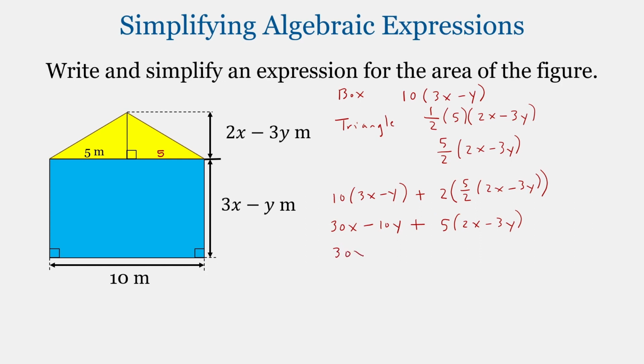So 30x minus 10y plus 5 times 2x is 10x. 5 times negative 3y is negative 15y. So we're done with multiplication and division. And now we'll add and subtract by combining like terms. 30x plus 10x is 40x. Minus 10y minus 15y is minus 25y.